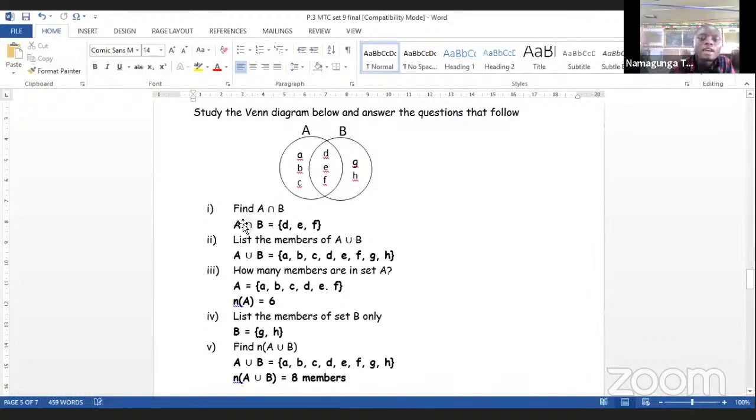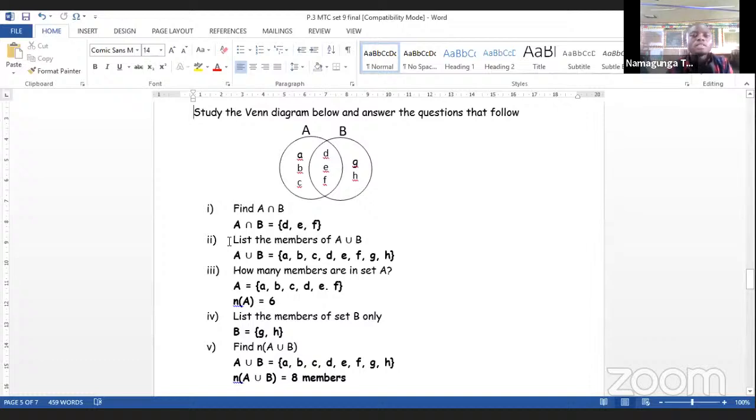So we said here, A intersection B, those ones who are found in all the two sets. So we have here D, E, and F. Benita, concentrate, don't play. So we have here D, E, and F.